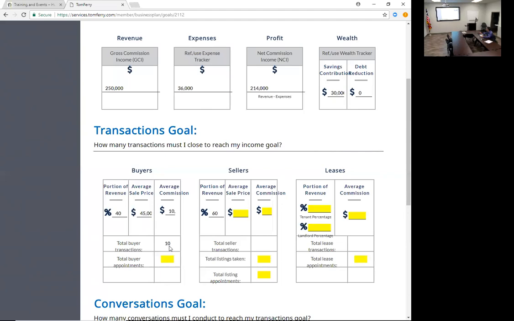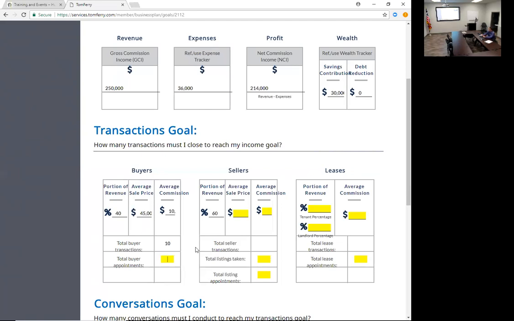Total buyer transactions 10. Total buyer appointments. So buyers are tough because you can work with a lot of buyers, but then do they actually convert? Like listings, if I go on a listing presentation, my conversion rate is a lot higher. That's why listings are gold, because if you get a listing, you're almost getting a paycheck. You could be working with a buyer and all of a sudden something changes in their world, they lose their job or whatever, and all of a sudden you just missed out on 7 months of work.